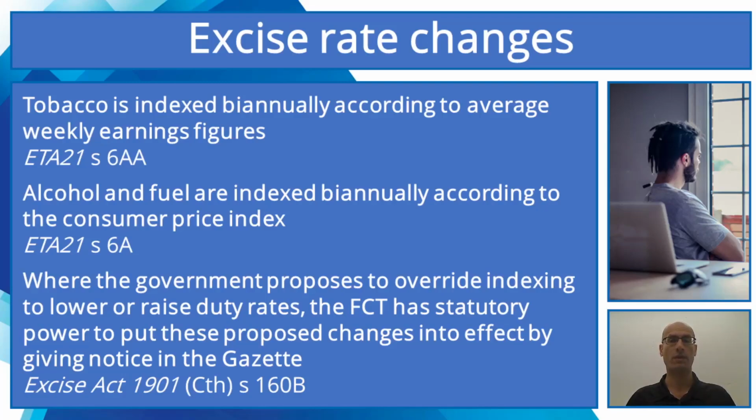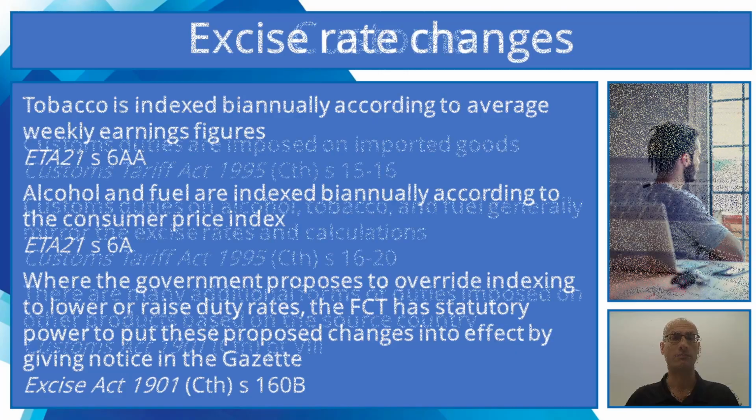Note that these are statutory indexed mechanisms that will happen automatically. Now, the government can choose to override these particular amounts, and they can do that by passing legislation. However, the Commissioner of Taxation also has the ability to override these things. So if Parliament intends to do something, the Commissioner can actually gazette these changes and make the changes ahead of time, and has statutory power to do such things.